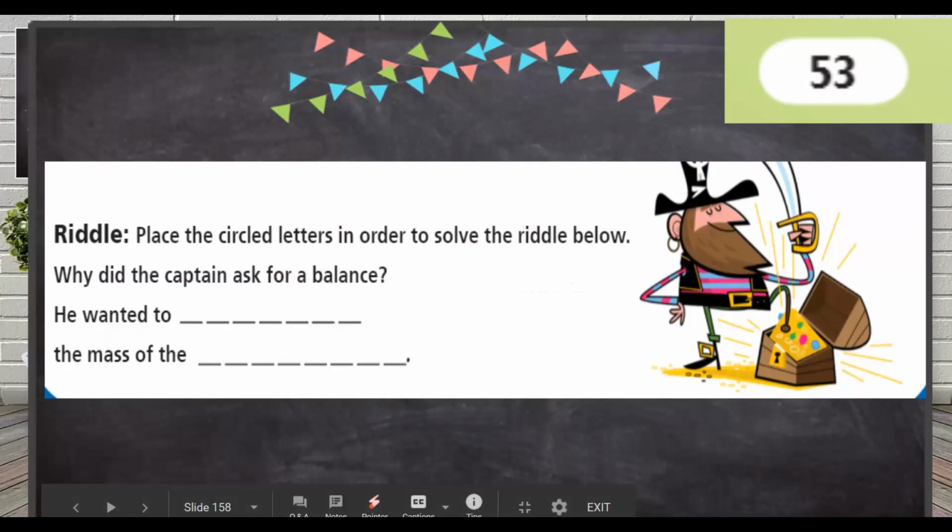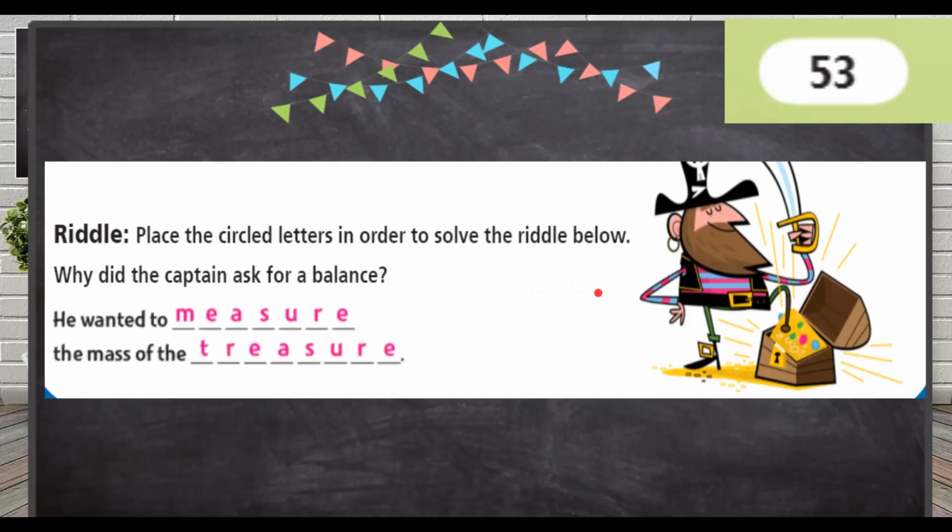Riddle: place the circled letters in order to solve the riddle below. Why did the captain ask for a balance? He wanted to measure. Yes, excellent. Measure the mass of the treasure. Excellent. Good job. He wanted to measure the mass of the treasure.